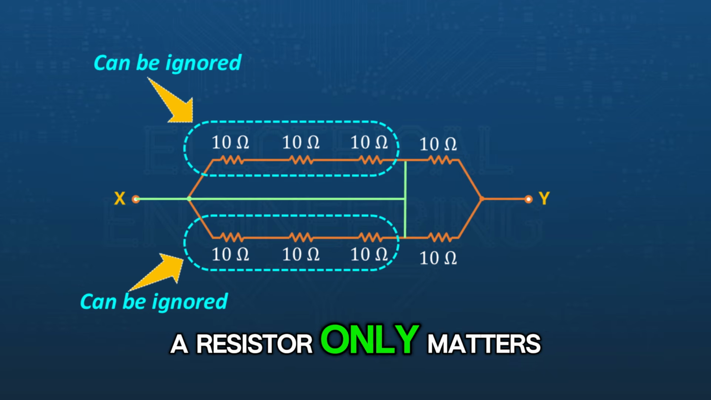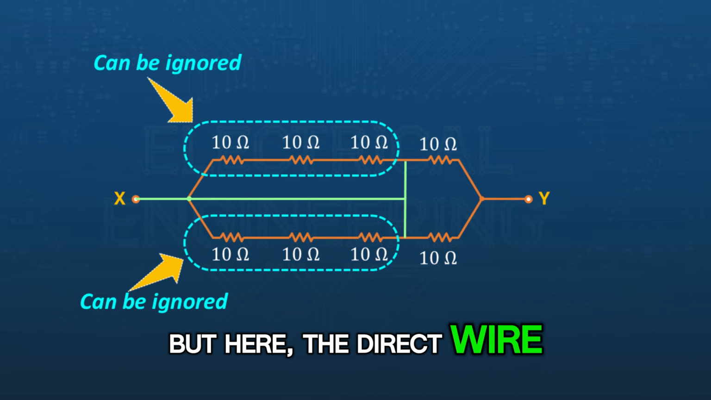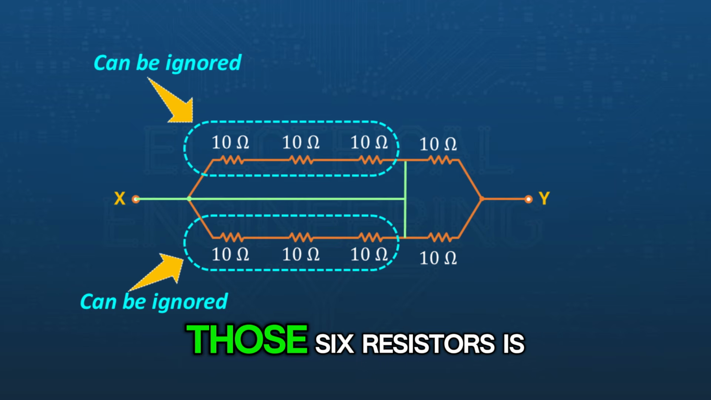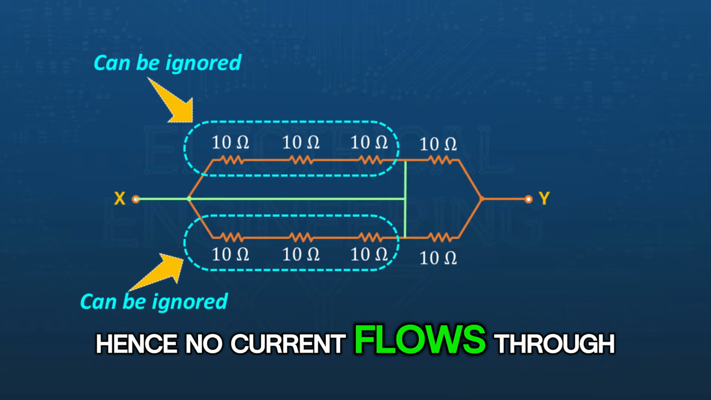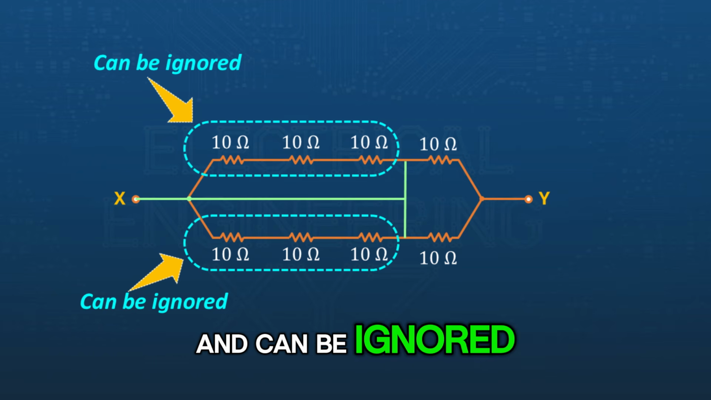A resistor only matters if there is a voltage difference across it. But here, the direct wire makes those two ends the same potential. So the voltage across those 6 resistors is effectively 0. Hence, no current flows through them. These resistors are effectively short-circuited and can be ignored.